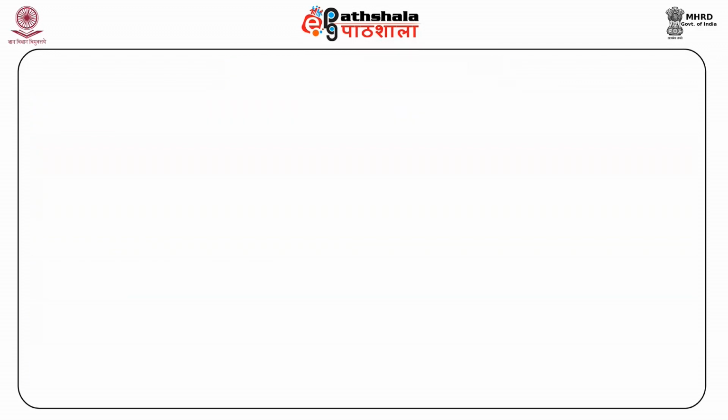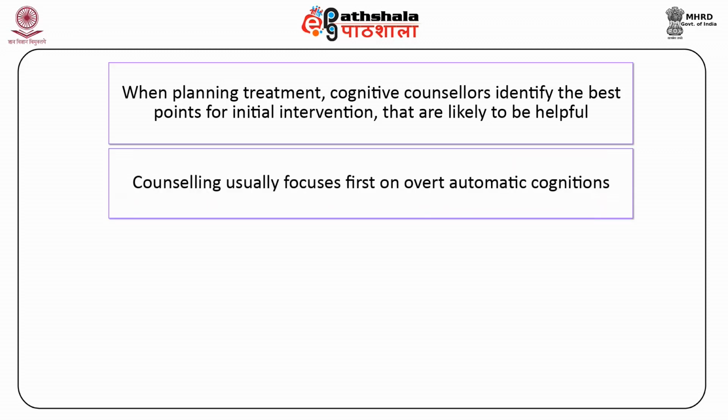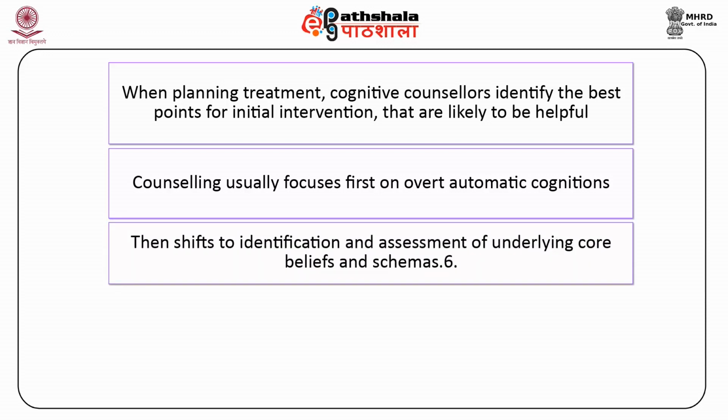A thorough case formulation enables practitioners to develop treatment plans that are likely to be successful. When planning treatment, cognitive counselors identify the best points for initial intervention, strategies that are likely to be helpful, and ways to reduce anxiety and other obstacles to progress. Counseling usually focuses first on overt automatic cognitions related to clients' presenting problems, and as progress is made, shifts to identification and assessment of underlying core beliefs and schemas.